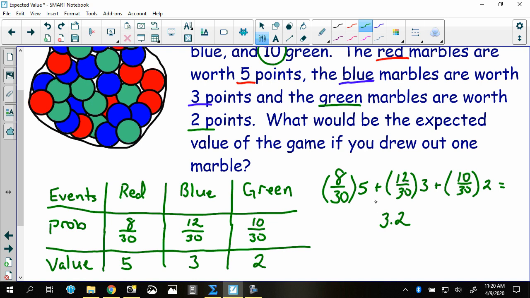Now, could we get higher? Yes, because we could get a 5. And could we get lower? Yes, because if you draw a green one, you're going to get a 2. So if you're only drawing once, then you could expect to get a higher or a lower value. But the expected value for this, because of the number of marbles, is going to be a 3.2.